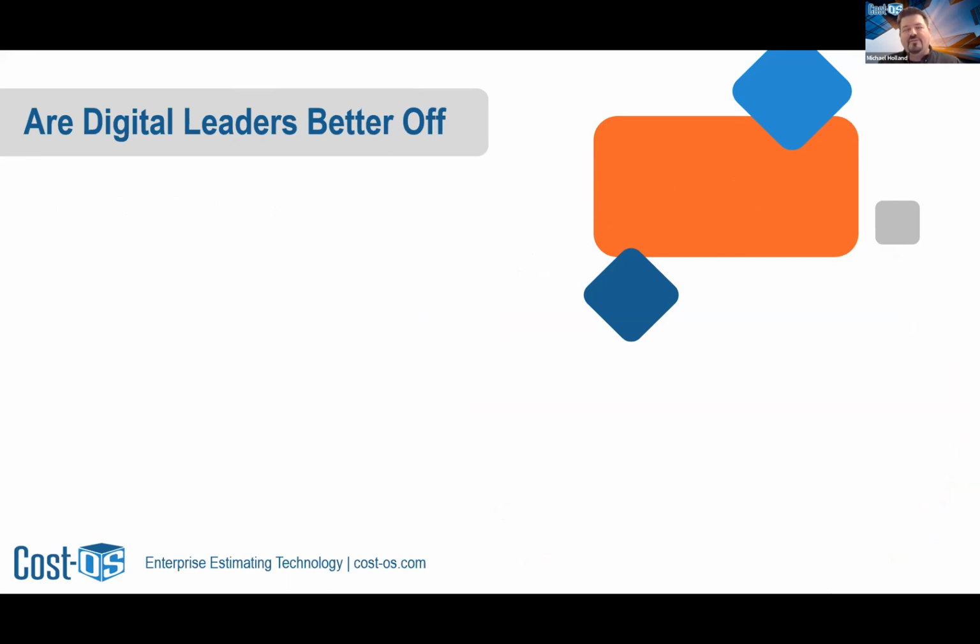Are digital leaders better off? In 2020, KPMG had the largest IT leadership survey in the world with over 4,200 responses from CIOs and technology executives from 83 countries. When asked how their organization performed relative to their competitors, there was a clear gap between digital leaders and the rest of their respective industries when it came to key success metrics.